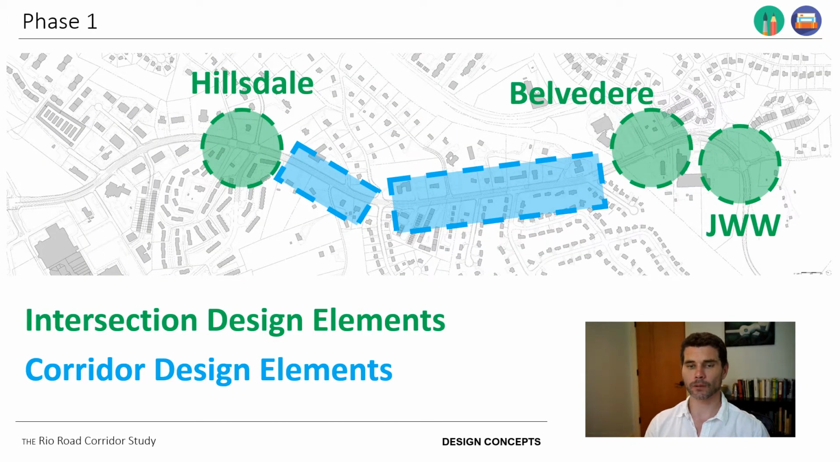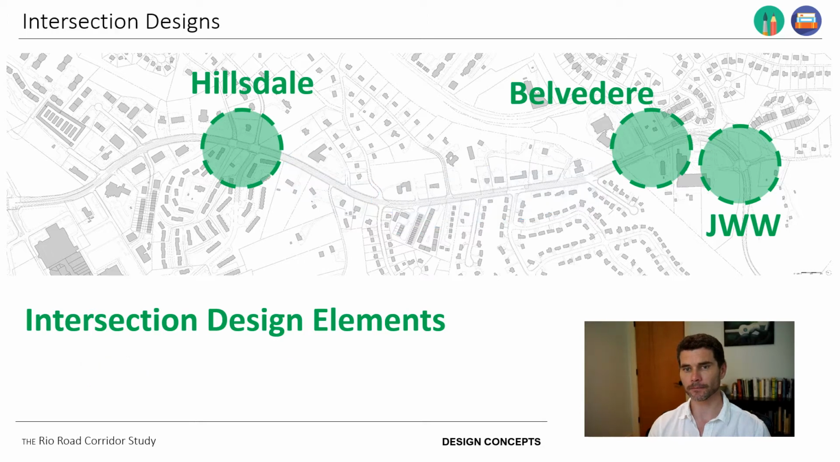Within Phase 1, we will discuss intersection design elements at primary intersections, including Hillsdale, Belvedere, and John Warner, and we will also discuss the corridor design in between these intersections. Again, we need the entire corridor to act as a unified whole corridor, while at the same time, the design improvements at each area of the intersection need to reflect the deficiencies and observations at each of these discrete areas. So we will start by looking at the intersection design elements.